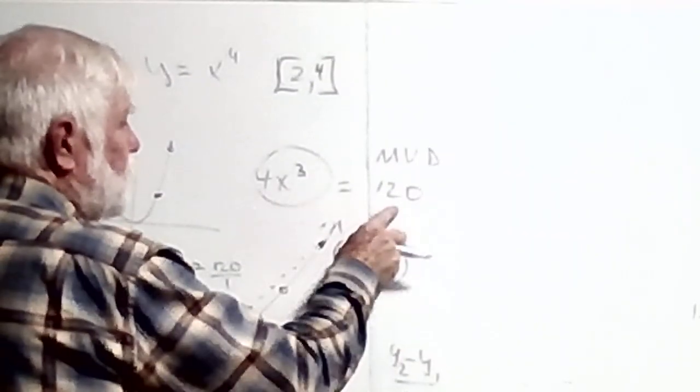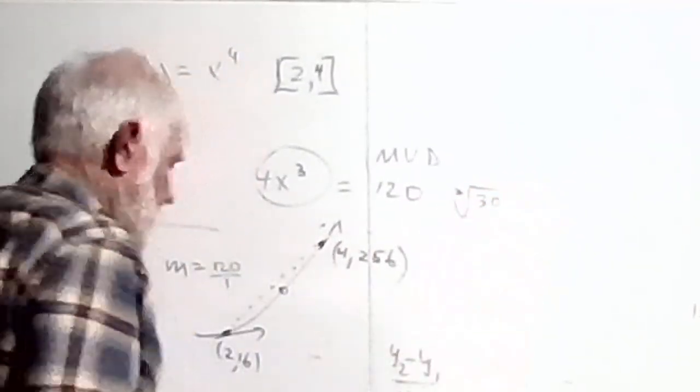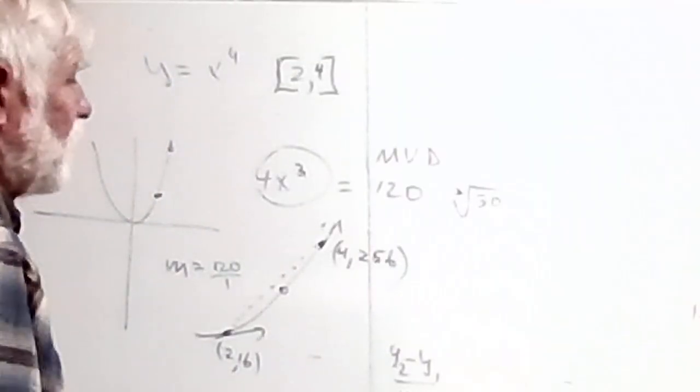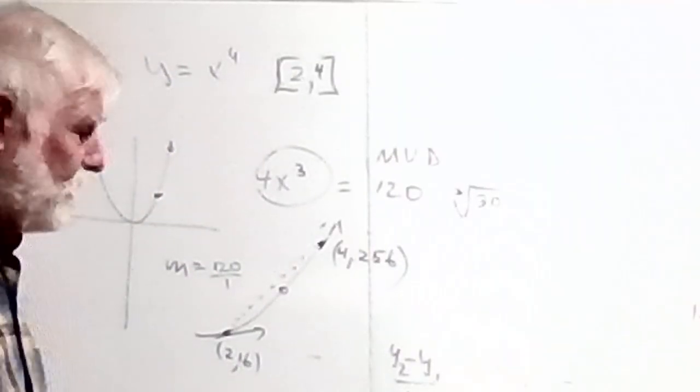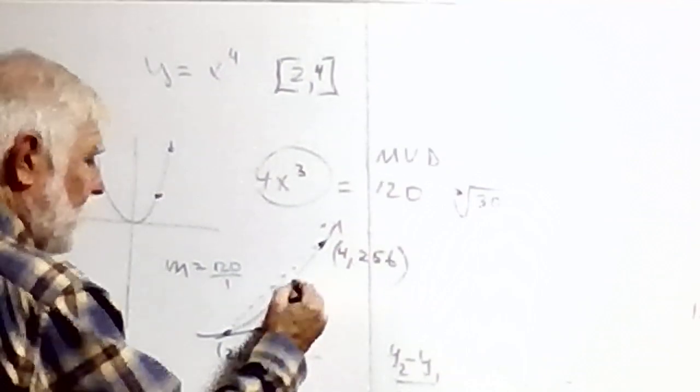So, 4 goes into 120, 30. So I got the cube root of 30. What's the cube root of 30? A little bit bigger than 3. The cube root of 27 is 3. So somewhere a little bit bigger than x equals 3, I'm going up at 120 to 1.